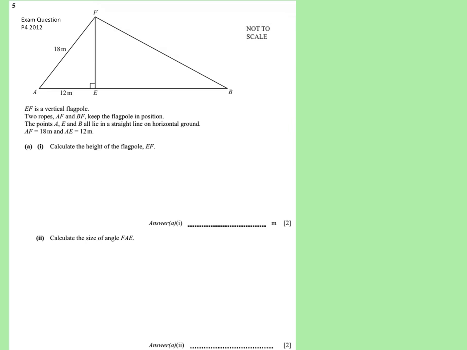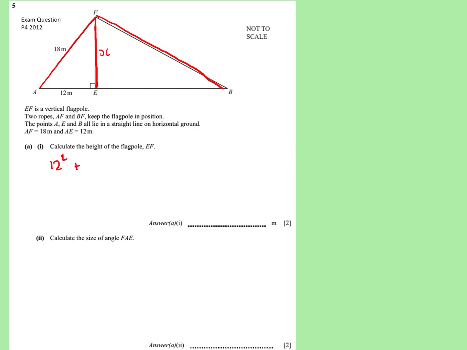Okay, pretty easy. I think this first one says EF is a vertical flagpole. Okay, two ropes AF and BF keep the flagpole in position. AF is 18 meters and AE is 12 meters. Calculate the height of the flagpole. Well, don't get too clever here. That's a right angled triangle. We know two sides. It's a Pythagoras question.